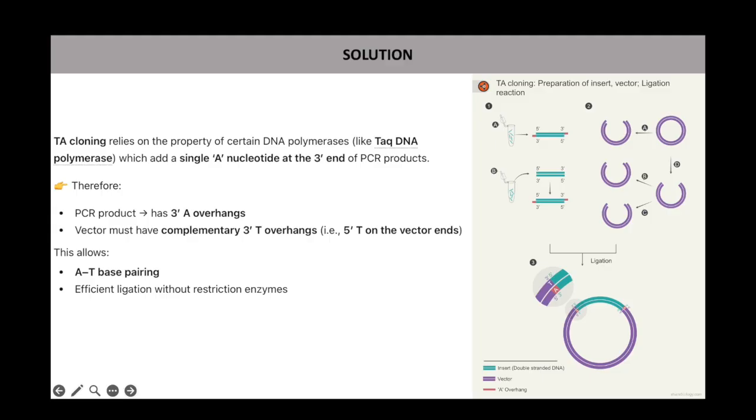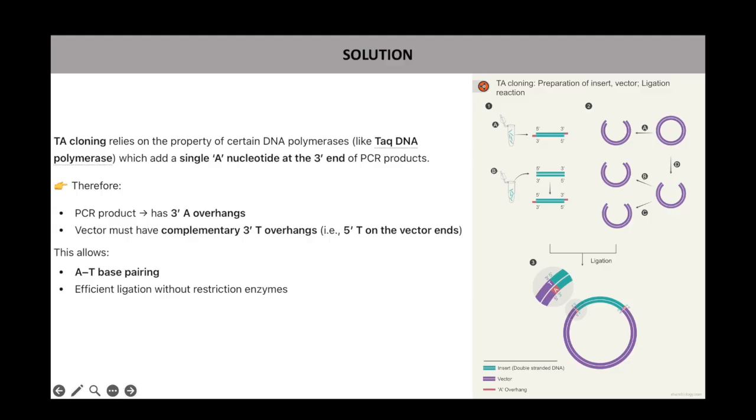Now, because there are single nucleotide overhangs, they can be easily attached to complementary sequences. So now our PCR product looks something like this. This is the PCR product, and it has an A site here and an A site here. So what will be complementary to A? It will be T, right? So if it gets the T site in both these directions, then it can be easily attached.